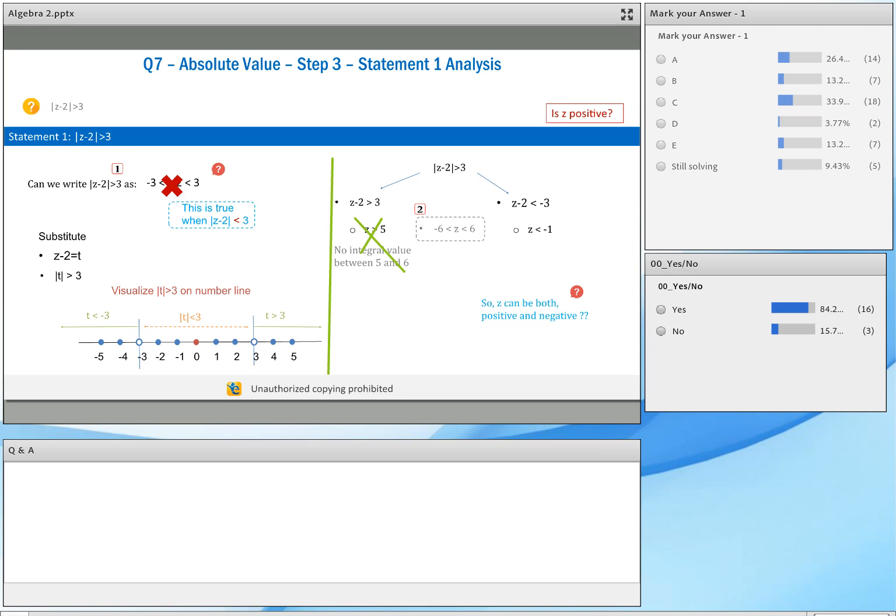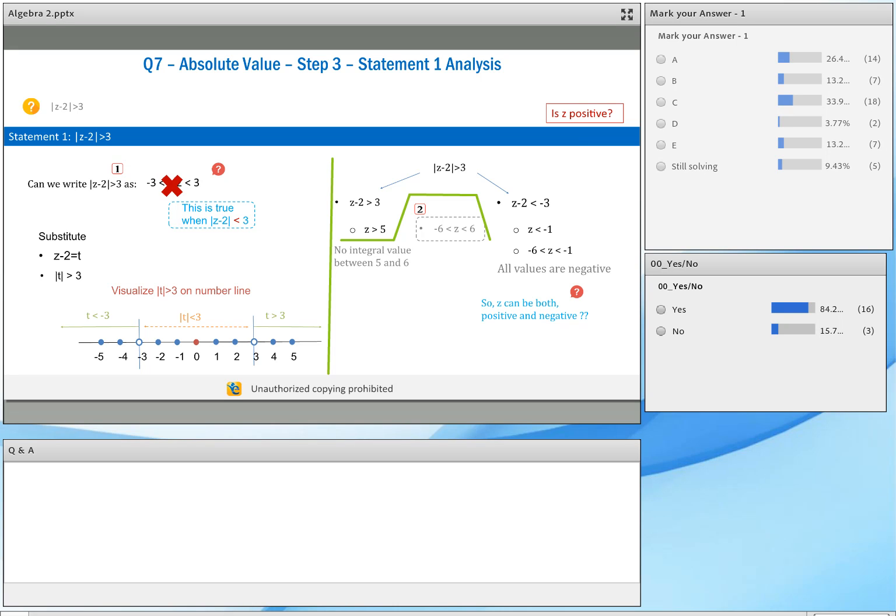So the only possible scenario over here is Z is less than -1, which means that statement 1 is sufficient. All the values are negative. So essentially, the key to solving this question is that first you have to get to this level over here.